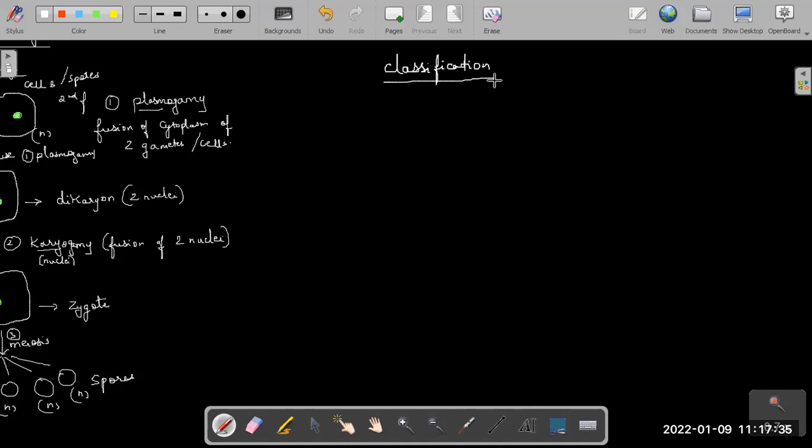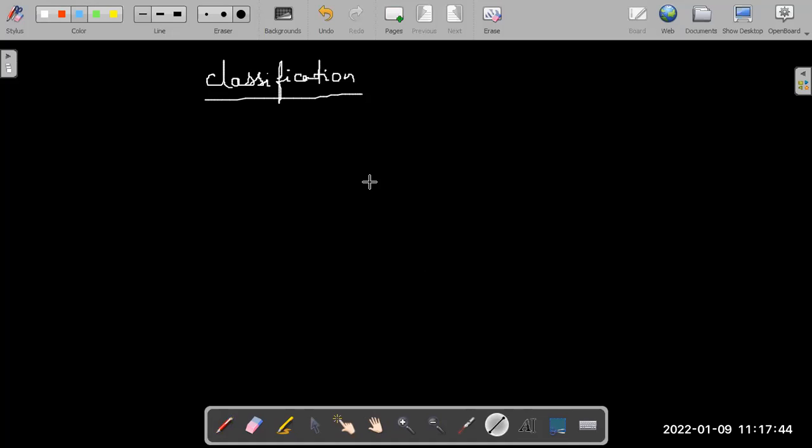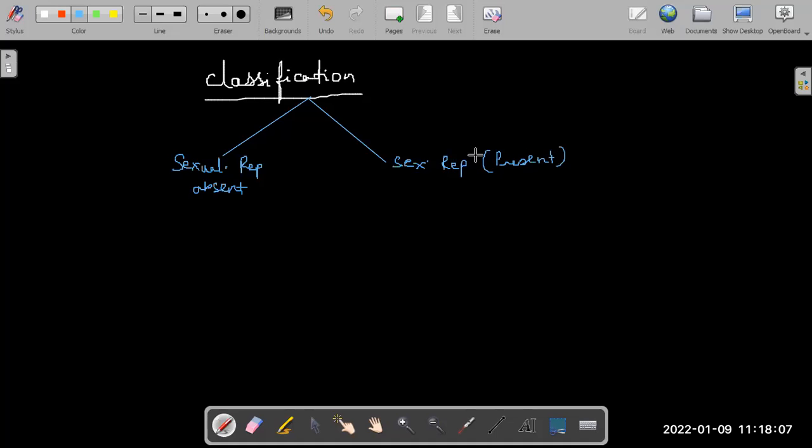Come to classification. Now, the entire classification is based on the most important thing, whether sexual reproduction is absent or present. If sexual reproduction is absent, you have one group which is called Deuteromycetes. This is one group. We also call them fungi imperfecti. So what are Deuteromycetes? Any fungi whose sexual reproduction is not known, we put them under this group.